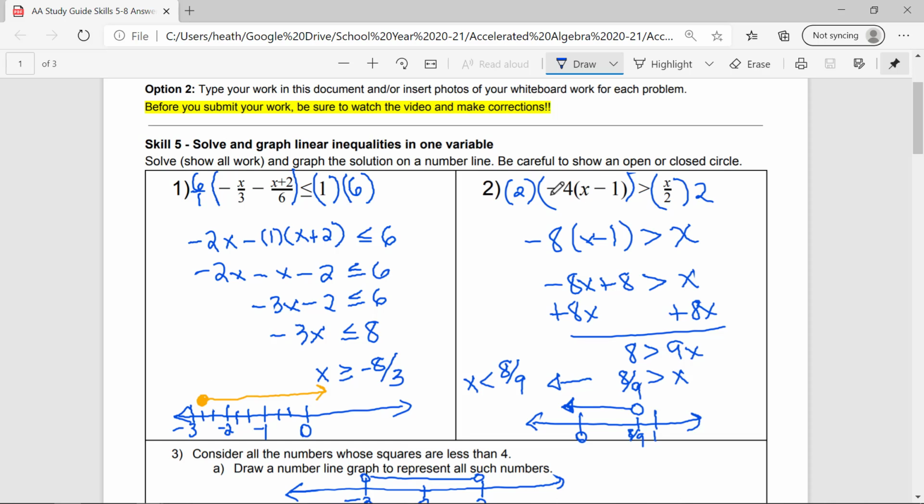For this one, I went ahead and multiplied both sides by 2. I don't have to swap the inequality sign because I'm multiplying by a positive. And then I just went ahead and solved. Be careful with the distributing, right? And I got x is less than 8/9.